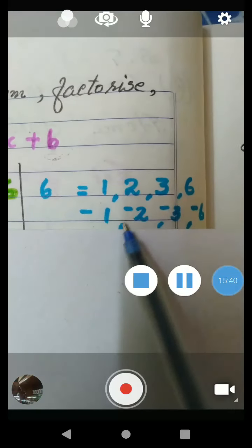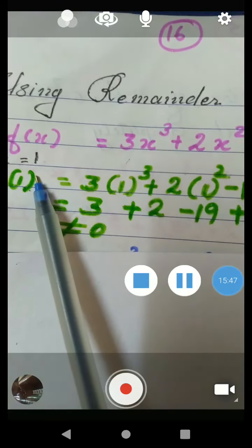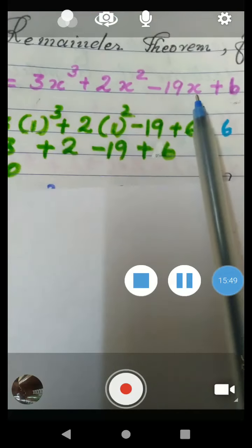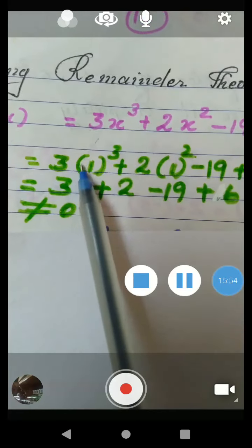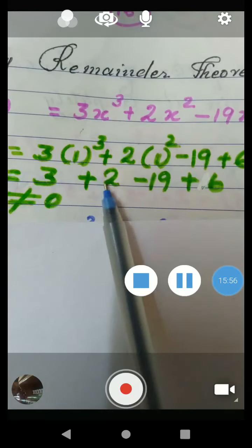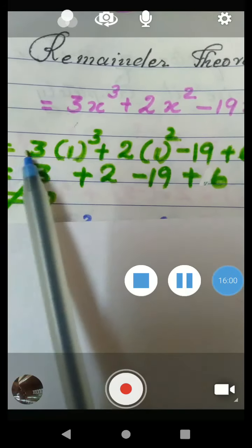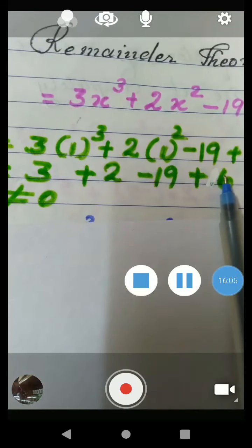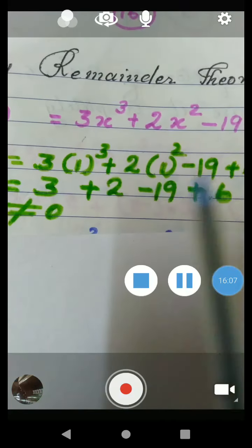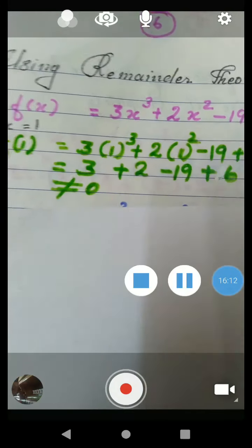Now first we can consider f of 1. Substitute values. f of 1 is equal to, when you put 1 here, 3 plus 2 minus 19 plus 6. Here itself we know this is not equal to 0. Therefore, no need of much simplification. You can write this is not equal to 0.